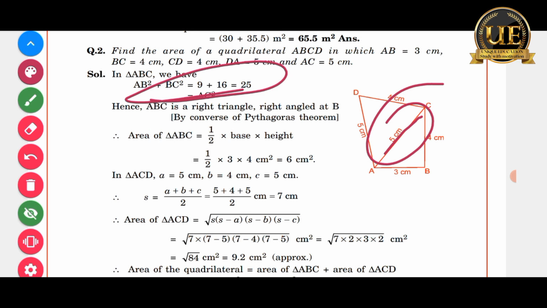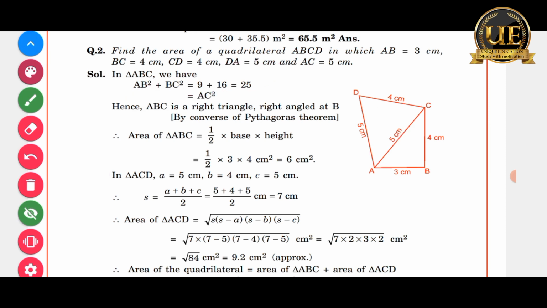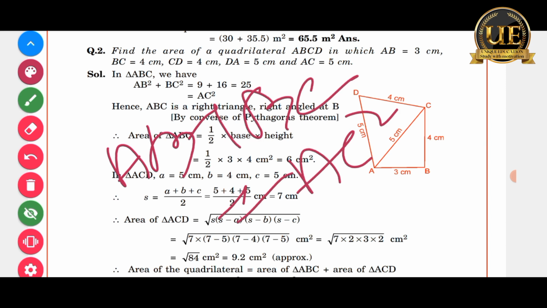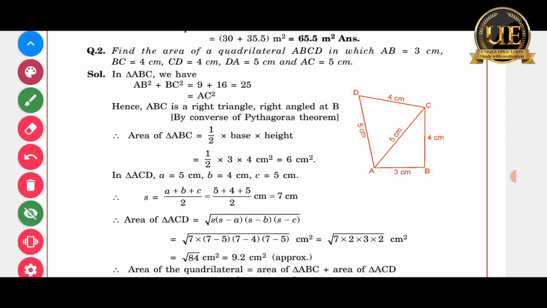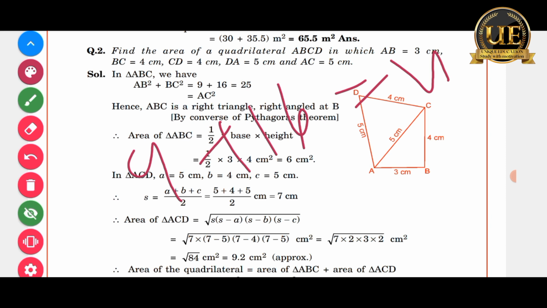So we apply the Pythagorean theorem in the triangle, but before that we understand the figure, then apply the theorem. Okay, AB square plus BC square is equal to AC square. That is what the theorem says. So 9 plus 16 is equal to 25.